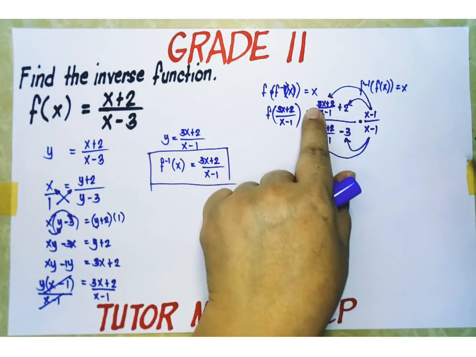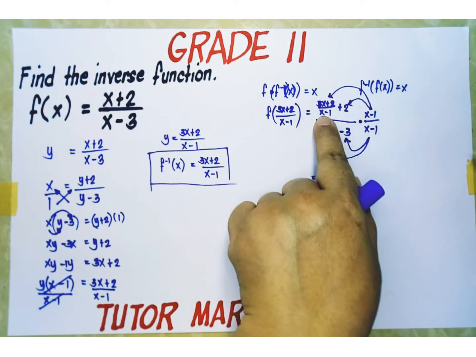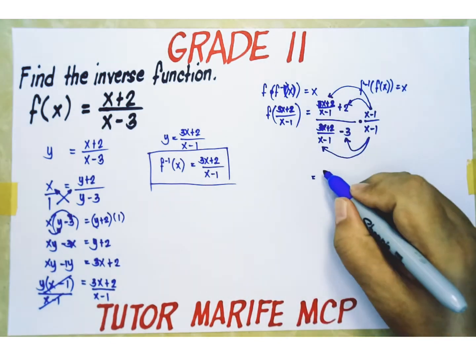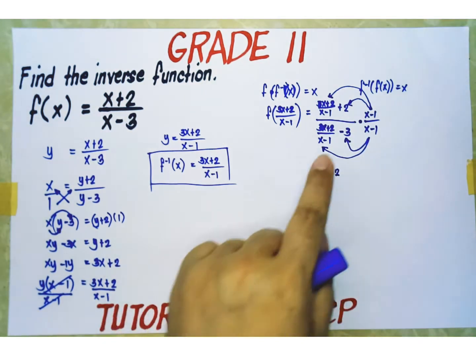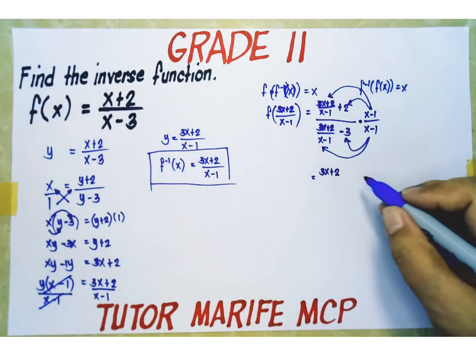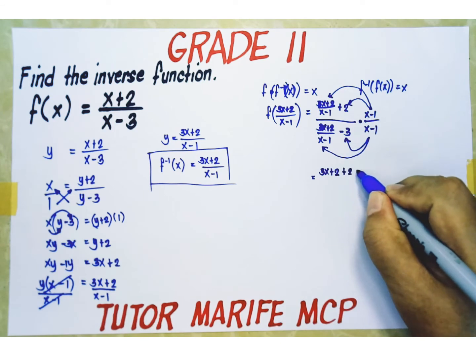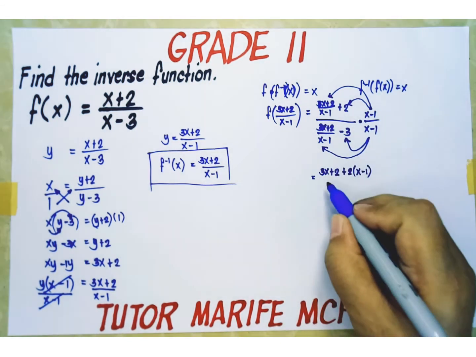So first term times x minus 1, this will be cancelled out. We only have 3x plus 2, plus second term times x minus 1. Okay?